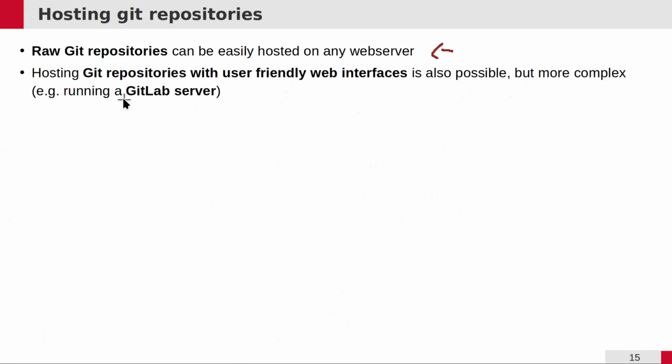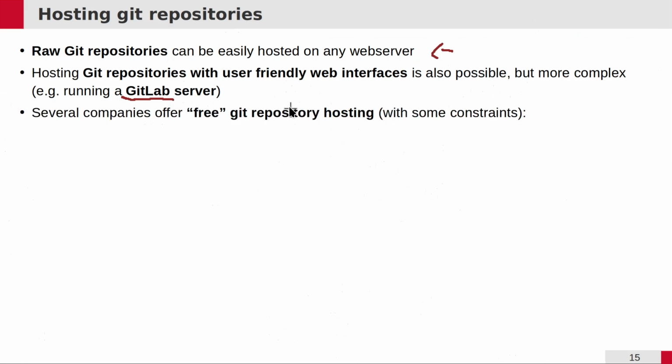For example, you could run on your own server a so-called GitLab server, which provides a very nice graphical web-based interface to the repositories and makes cooperation on a project much smoother than if you would just have a raw Git repository. If you don't want to run your own server, there are several companies who offer Git repository hosting with some constraints. They are free in the sense that you don't have to pay, but of course you pay either with your data or by some other means.